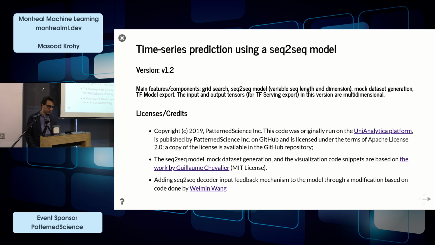So this is the first Jupyter notebook that I'm going to execute as we go along, and fingers crossed, nothing breaks. This is the model I'm going to actually explain right in the middle. Just a brief overview of what a sequence-to-sequence model is, in case you're not familiar. The explanation will come. The model is based on work by Guillaume Chevalier, whose work I found sometime earlier, and some of the code snippets are from his work, which is linked here. Then there's a feedback mechanism added to the decoder input of the sequence-to-sequence model. I got that idea from Wayman Wang, so it's kind of a combined solution here.